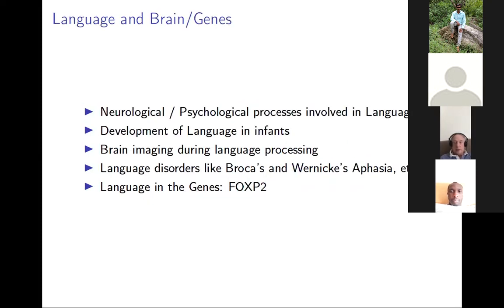The second aspect is the relationship of language to the brain or genes. So this area was formerly called by different names. It was called psycholinguistics. A few decades earlier, it was called neurolinguistics, because you were looking at the brain and trying to figure out what was happening in the brain when you were speaking or processing a language. And they were also interested in development of language in infants. So how are newborn babies able to acquire language within such a short duration of time?